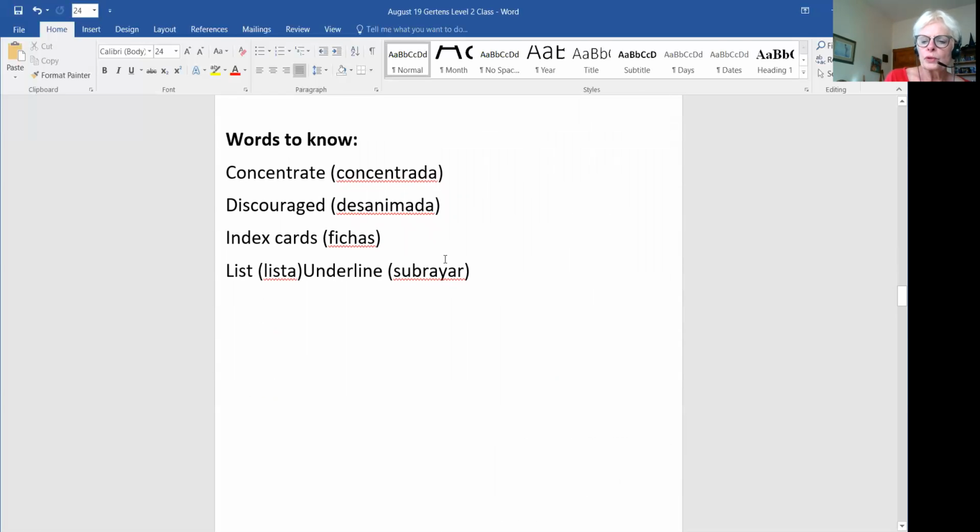Four of the new words that we've been working on tonight are: concentrate. This is the Spanish translation. Concentrate, discouraged, index cards, list. We had some more, but these are the main ones. Concentrate, discouraged, index cards, list, and underline.